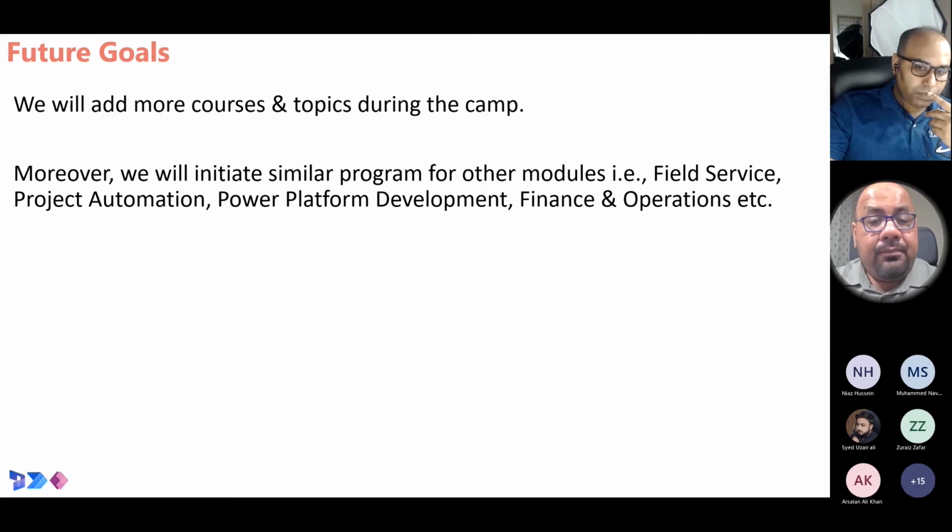And moreover, once we finish our basic and intermediate level, we are going to cover other modules, which include field surveys, projects, automation, even Power Platform development, which is totally Power Apps. And we will also look into adding the finance and operations course. So these are all the modules that we are thinking to add, or you can say we are going to start similar programs for these other modules.